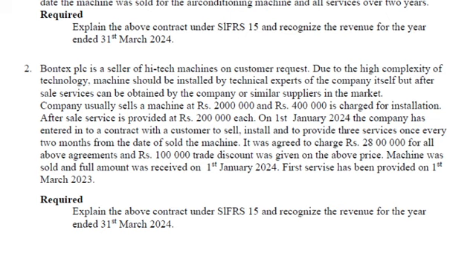On 1st January 2024, the company entered into a contract with the customer to sell, install and provide 3 services once every 2 months from the date the machine was sold. It was agreed to charge rupees 2.8 million for all the above, and a 100,000 trade discount was given on the above price. The machine was sold and the full amount was received on 1st January 2024. The first service was provided on 1st March 2023. Required: explain the above contract under SLFRS 15 and recognize the revenue for the year ended 31st March 2024.